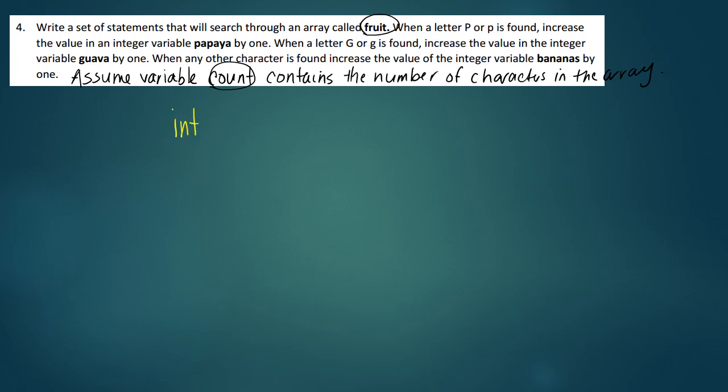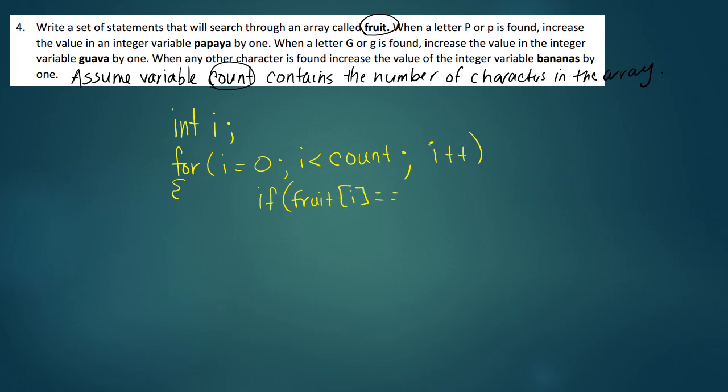So I'm going to declare an integer i. This is my iterator to go through the array, and then I'm just going to have a loop: for i equals 0, i less than count, i plus plus. This is the basic array loop. And then we just put conditions inside of our loop. So we say if fruit of i equals P, or fruit of i equals lowercase p.